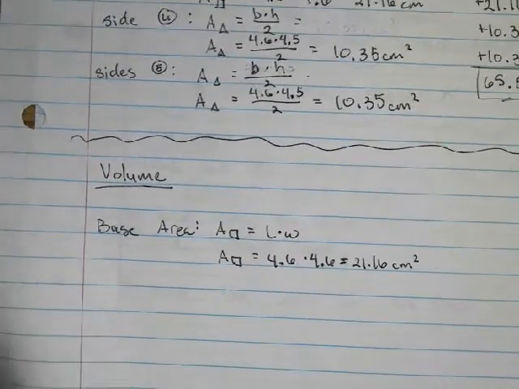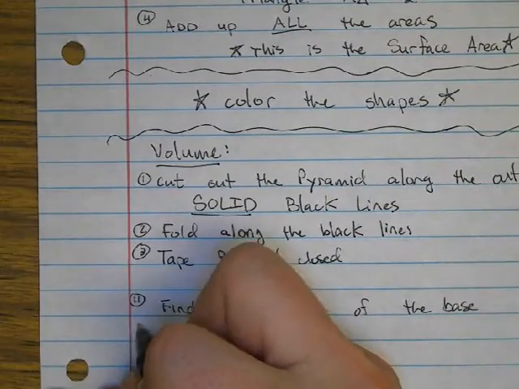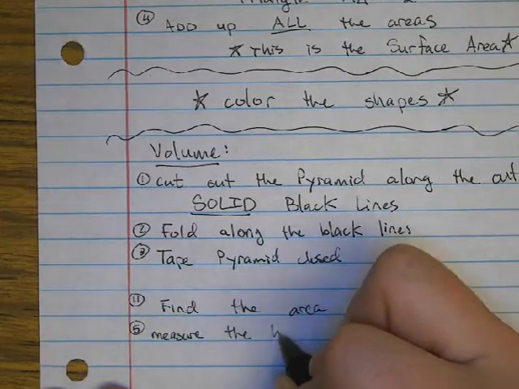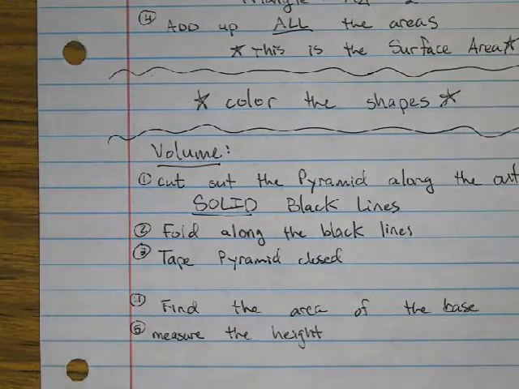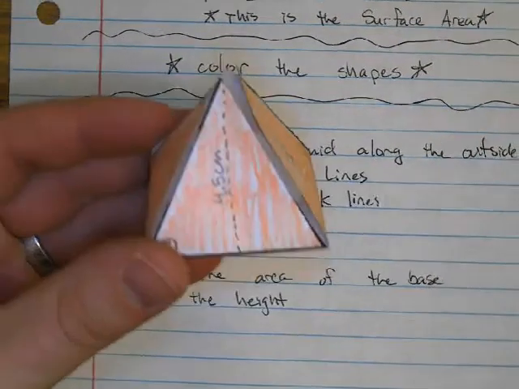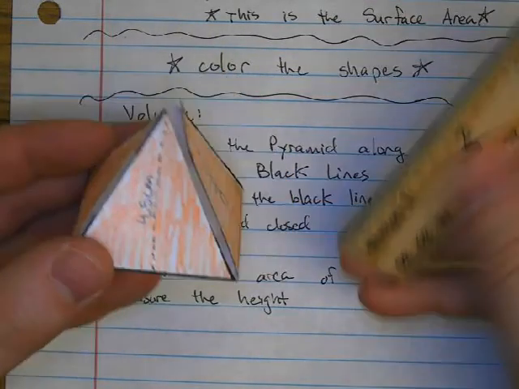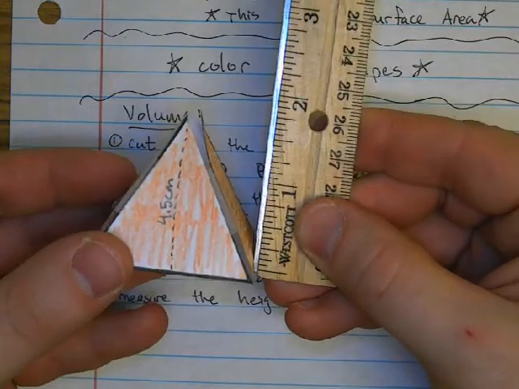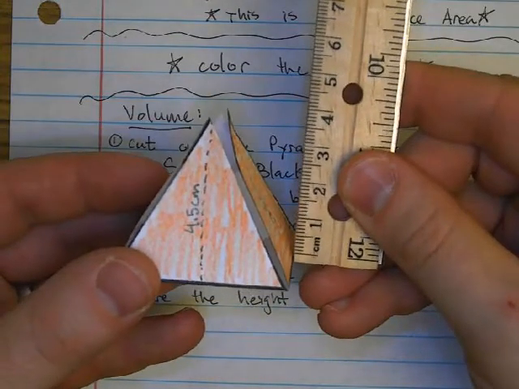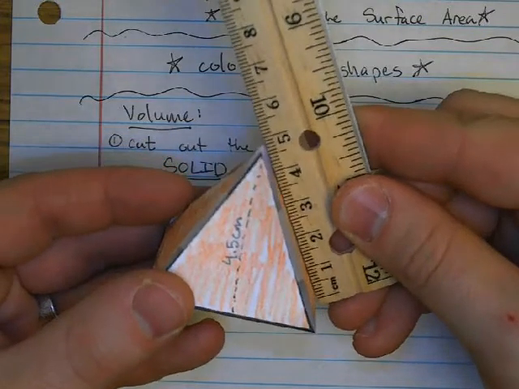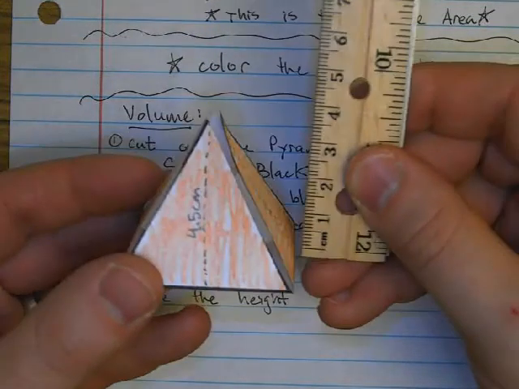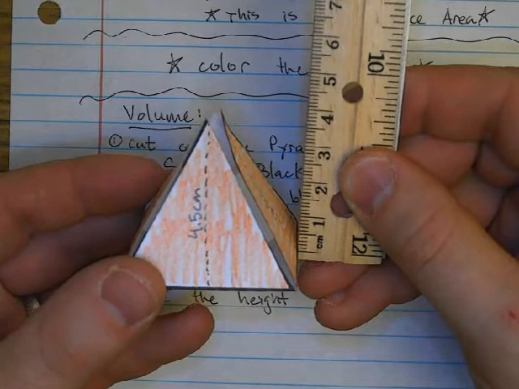Next, we'll need to find the height of the pyramid. This is the tough part about the pyramid. This is a new measurement. We can't use any of our old measurements. So how this works is the height of the pyramid is if we keep our ruler like so. This is not the height of the pyramid. So we can't have our ruler leaning on our pyramid. We need to keep it straight up and down like this.